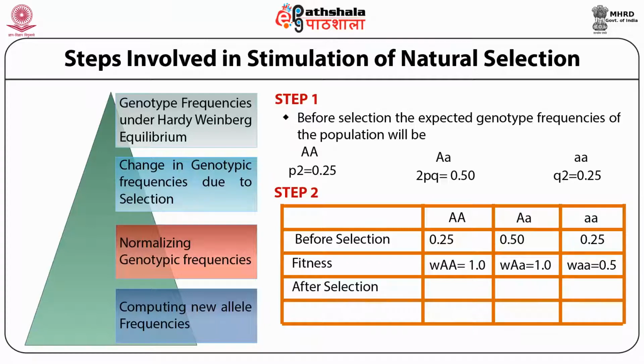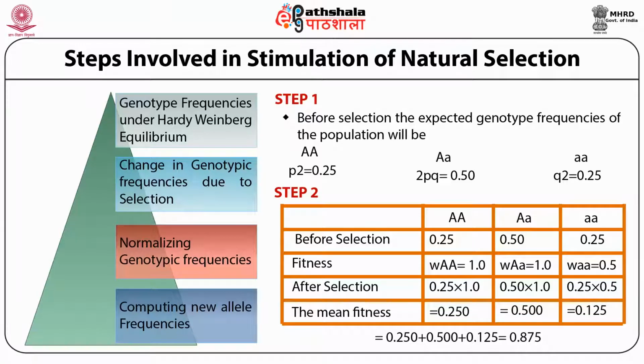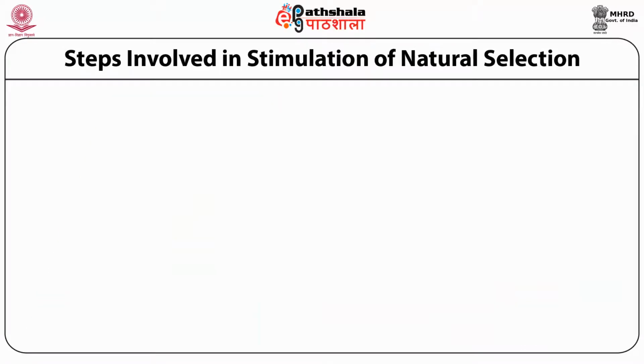After selection, it would be 0.25 multiplied by 1, 0.50 multiplied by 1, and 0.25 multiplied by 0.5. This will give us the values 0.250, 0.500, and 0.125. The sum of these, the mean fitness, would be 0.875. Now let me explain step 3, which involves normalizing the genotypic frequency.